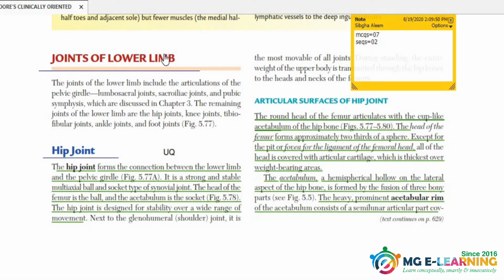So today our topic is joints of the lower limb. First of all, seat stores. Here are 7 MCQs and 2 SCQs from the lower limb.